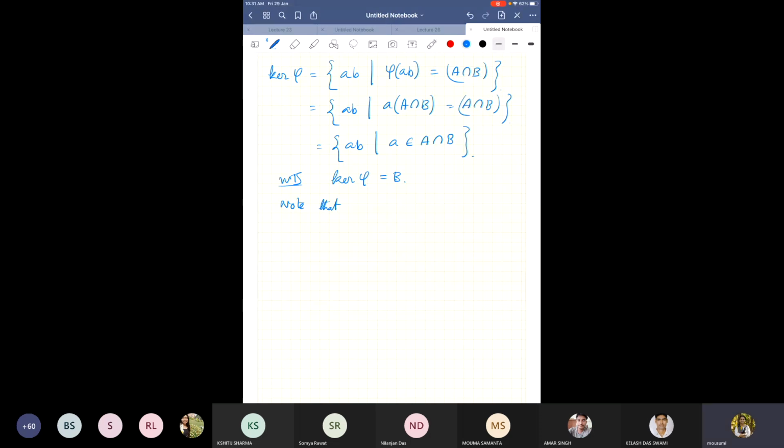I will just show it as a containment, that this is contained in this and this is contained in this. Note first that B is sitting inside this kernel, the collection of all AB such that A belongs to A intersection B. Is it true that B is sitting inside this one? Yes, take A equal to identity, because this identity is in A, so that's why this is true. And on the other hand, what about the other inclusion? Since A intersection B is sitting inside B, we have the reverse inclusion, isn't it?